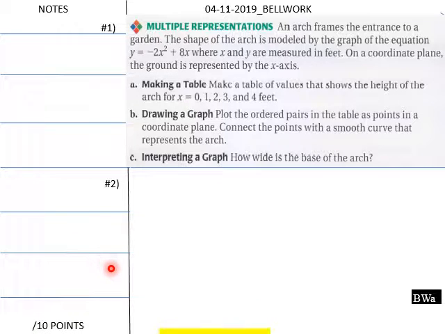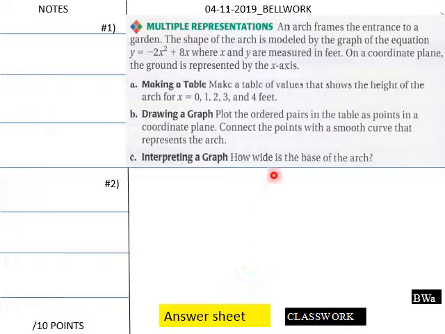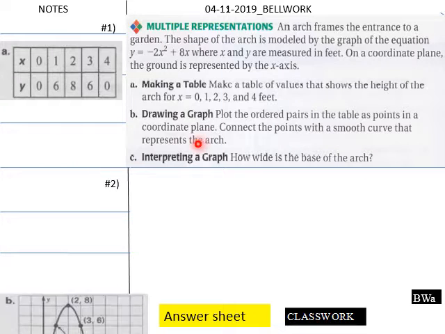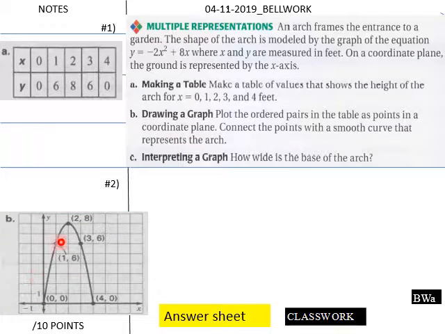Okay, welcome back. Our solution to our bell work today: here's your table for this equation. Make a table for the values shown that shows the height of the arch, 0, 1, 2, 3, and 4. And here they are. And then drawing a graph. Here is your graph. It is a parabola. So draw a graph. You can sketch it in, students.